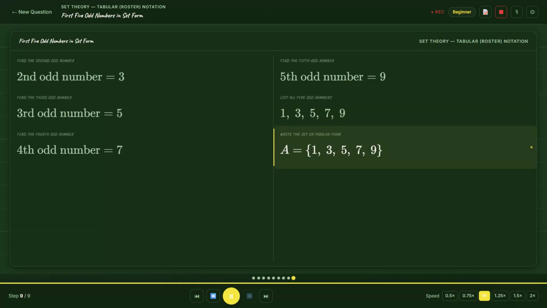And here is our final answer. We write the letter A, then an equals sign, then put all 5 numbers inside curly brackets with commas between them. Great job, that is tabular form.